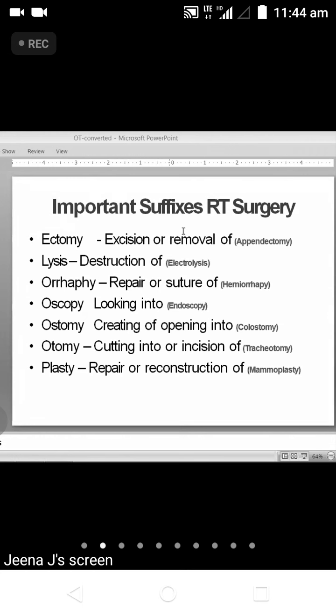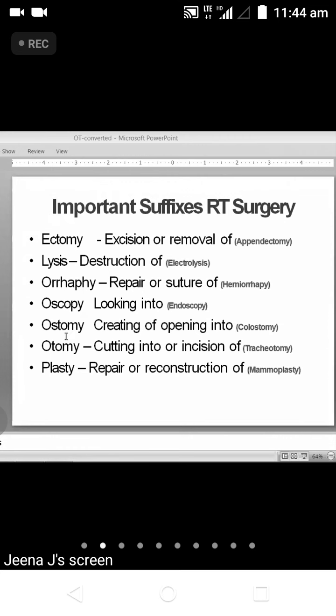Then rraphy. Rraphy means repair or suture of. An example is herniorrhaphy: after removing the hernia, you repair it by suturing it. Then scopy. Scopy means looking into or viewing. So visualizing is called scopy. An example is endoscopy, visualization of the esophagus or the stomach.